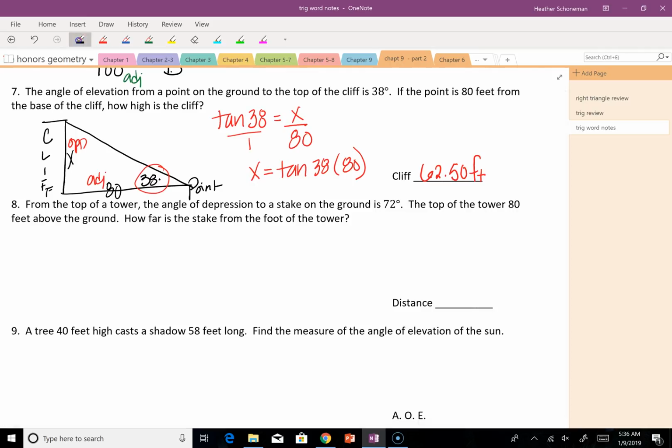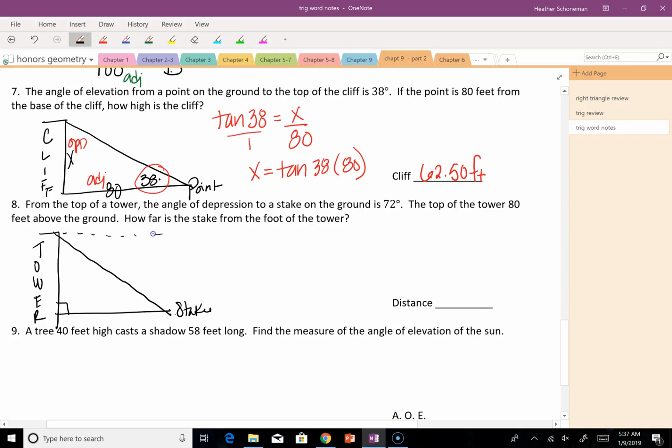From the top of the tower, the angle of depression to a stake on the ground is 72 degrees. So here is my tower. This isn't a great picture. So the top of the tower, the stake on the ground, here's the stake. The angle of depression is 72.